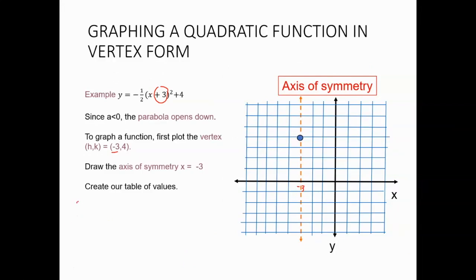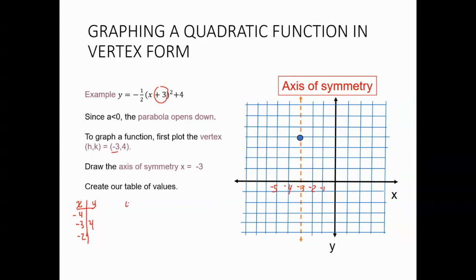Now we can create our table of values just like we did, but we're just going to do 3 points this time. I'm going to start with my vertex, negative 3 and 4. A point to the left of this would be negative 4, and to the right is going to be negative 2. Looking at the number line is the easiest way to do this, because sometimes our brains think of random numbers to throw in there. But I'm going to pick negative 4 and negative 2.